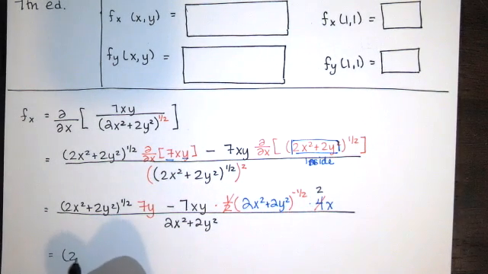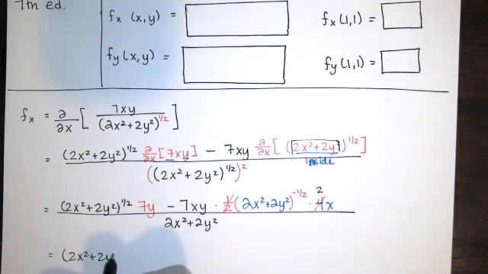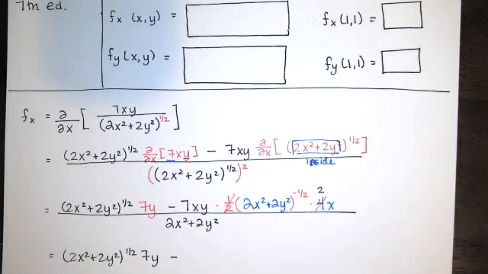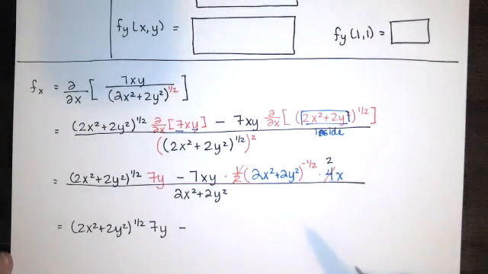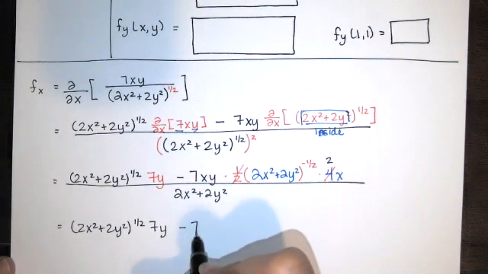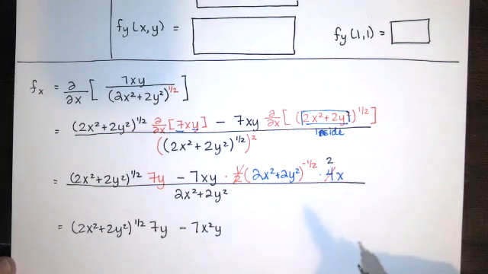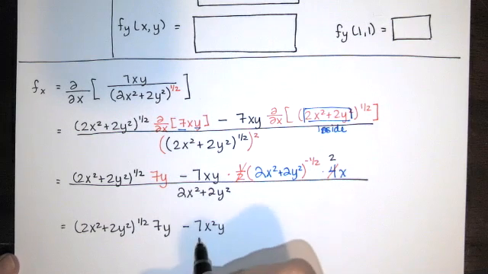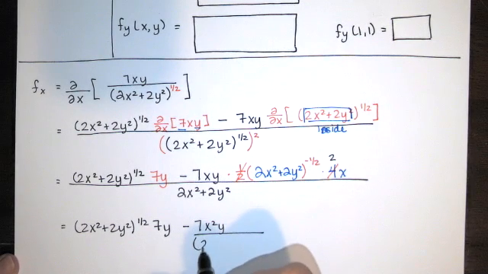So we'll have this 2x squared plus 2y squared to the 1/2 times 7y minus, and you've got 7xy times an extra x, that's 7x squared times y. And if you want, since you have this expression to the negative 1/2 power, you can put that in the denominator.